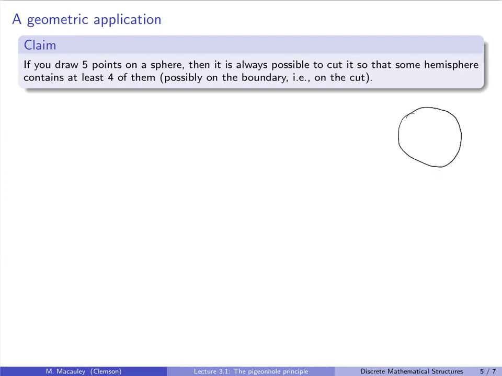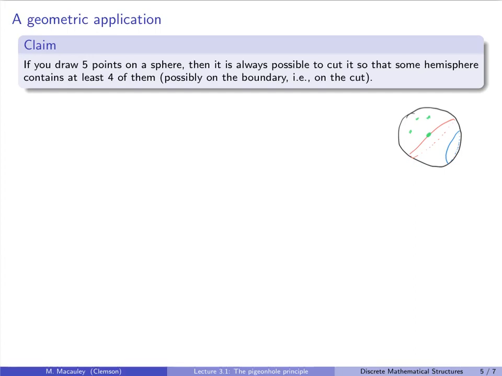So I want to clarify two things. First of all, when we cut, we're cutting it in half, so we're not allowed to saw off a little edge like this. We actually want a great circle, which is like an equatorial line, though it can be at any angle. So something like this. And next, we allow the points to be on the boundary. So if we cut along this boundary, and one of the points is here, and then say 3 of them are up there, then we say that 4 of them lie in this hemisphere, because this one can lie on either hemisphere.